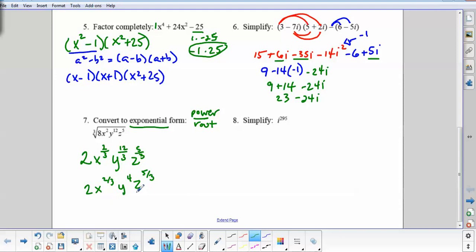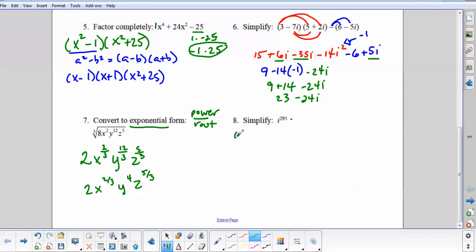Alright, in problem 8, I'm going to show you two methods, and there's actually a couple different methods you could use here, but most people I think like one of these two methods. Alright, the first method that I like is to find the biggest multiple of 4 that's less than 295. I think I'll work backwards from 300. 300 is a multiple of 4, and if I subtract 4 I get 296. So I need to subtract 4 again and get 292.